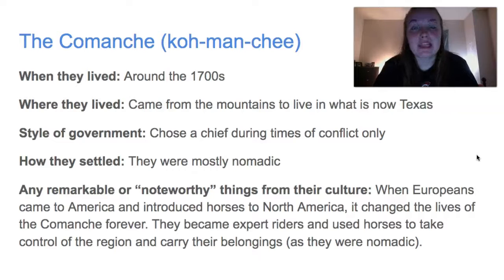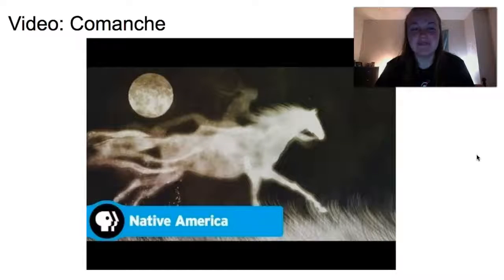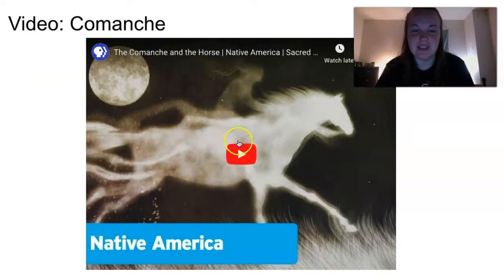The Comanche became expert horse riders. They were able to move quickly. Whenever they were in battle with their enemies, they were able to really work to defeat them fast. So they became expert riders, and they used horses to effectively take control of the whole region, and also to carry their belongings, as they no longer needed dogs to do that. So here's a quick video on the Comanche.